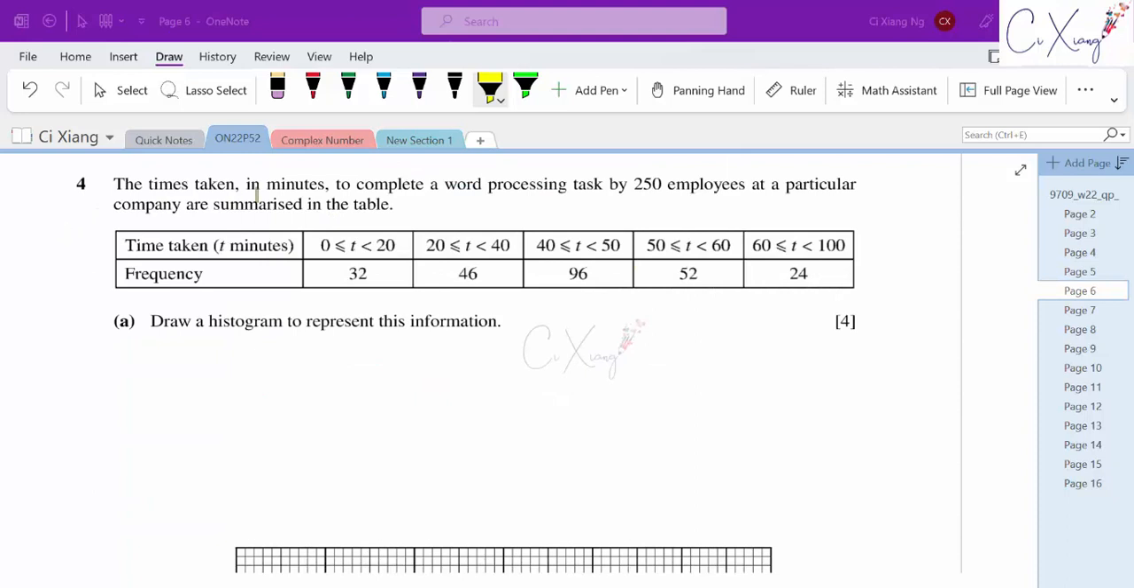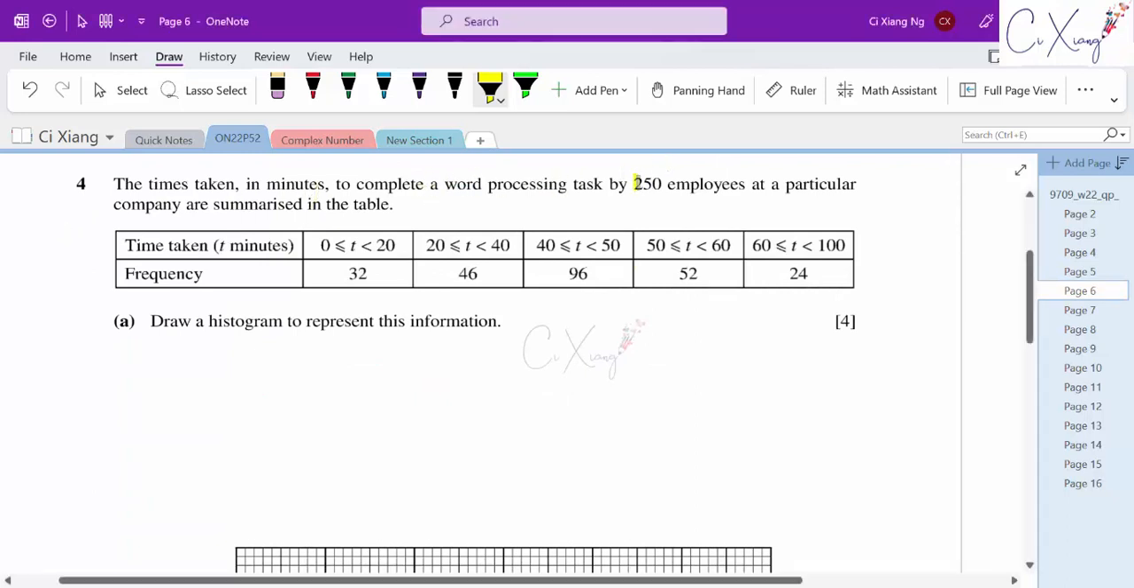Now question number 4. We have the time taken in minutes to complete the word processing task by 250 employees in a particular company, and they are summarized in the table. So we are having the time taken with frequency. First question, we need to draw a histogram to represent the information.